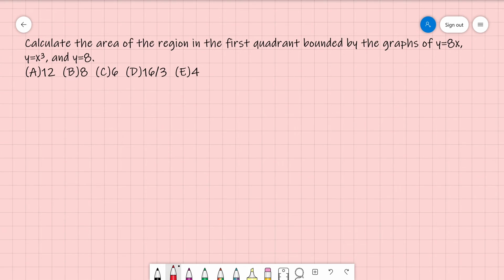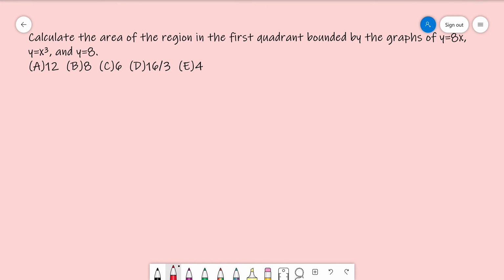So in this problem we're asked to find the area. We'll start with the region. We're told that this region is in the first quadrant, and it's bounded by three graphs: y equals 8x, y equals x cubed, and y equals 8. So it really helps to draw the region.